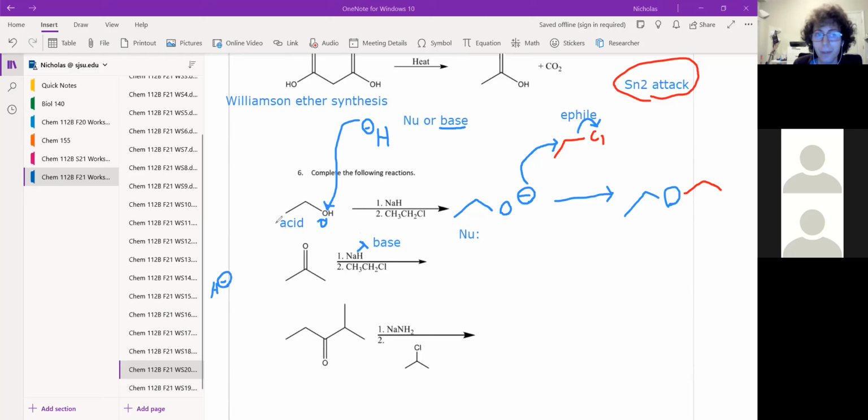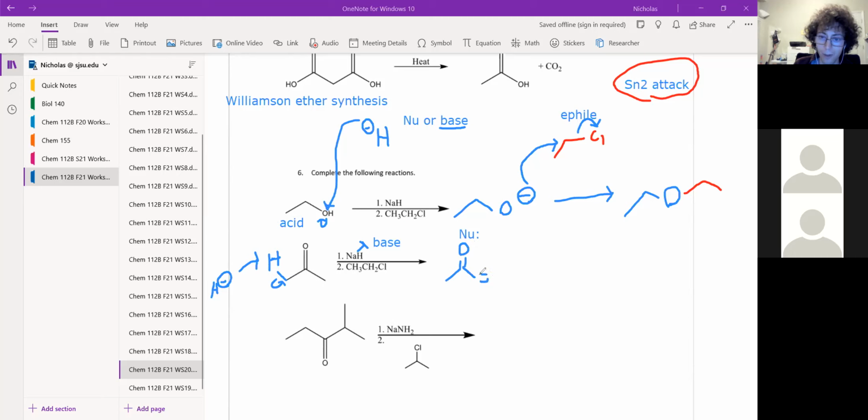If it's acting as a base, it's going to want to take a proton, right? It's going to want a hydrogen. So where are there hydrogens in the structure? The alpha position. Yep. And those protons are relatively acidic, so it will actually want to react with these, and that will form an enolate.